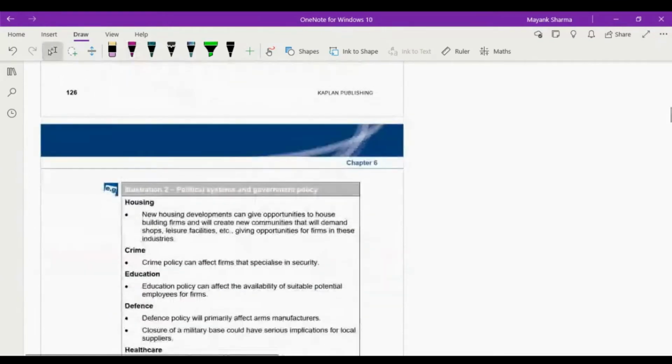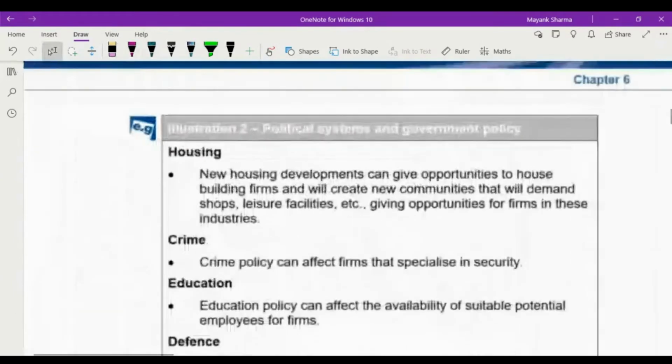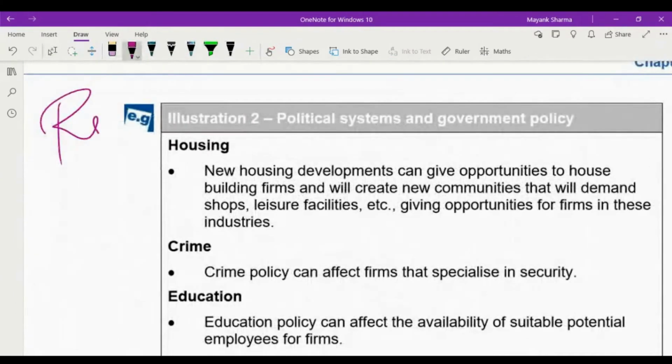So there are a few illustrations here. I will not read everything. It is for you to read. This is your assignment.